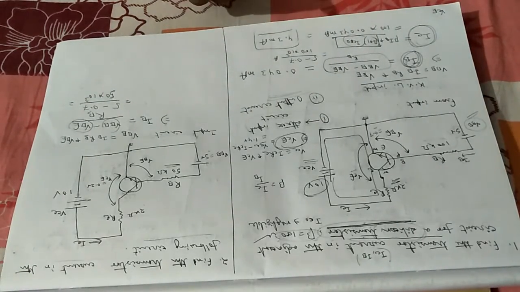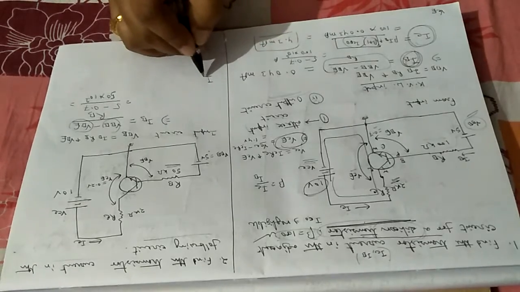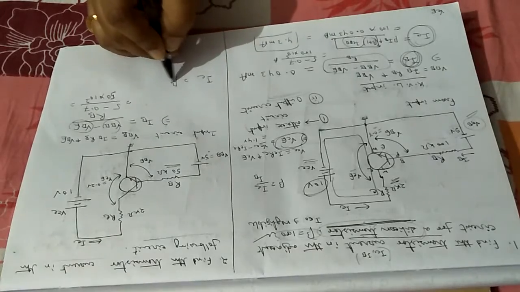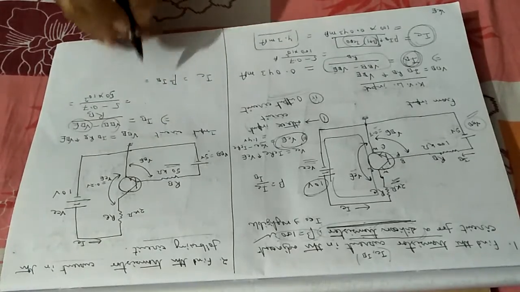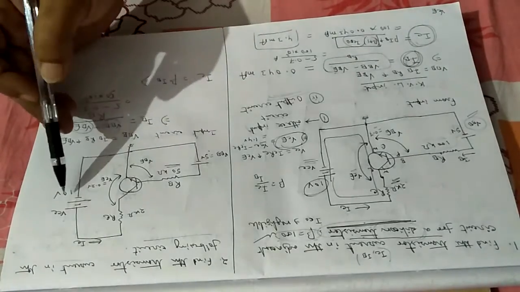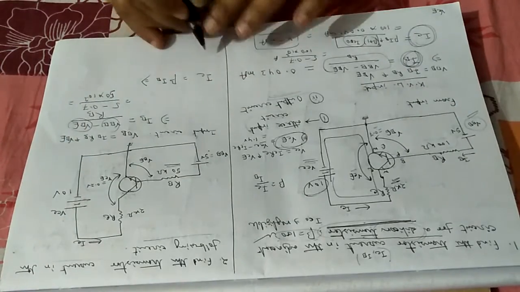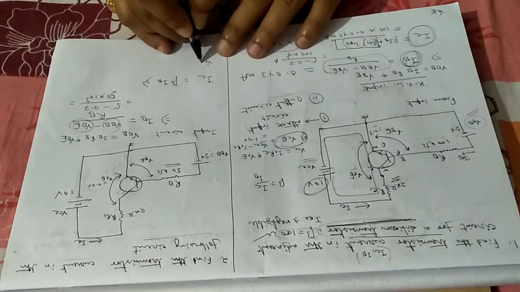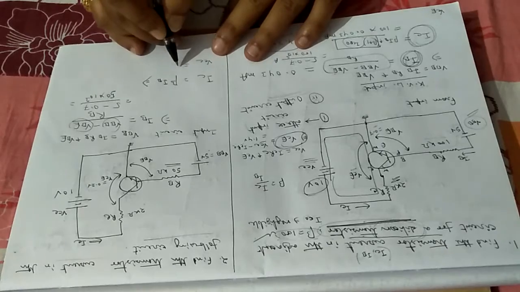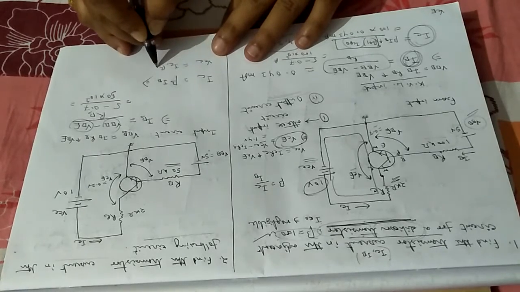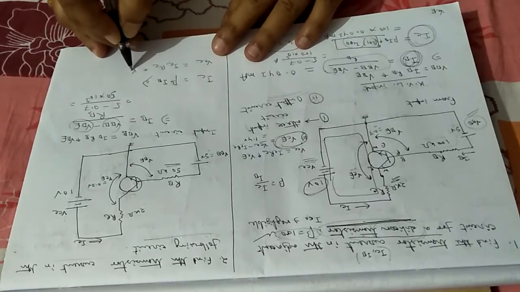Now we can easily calculate the value of IC. How can you calculate the value of IC? IC will be equal to beta IB. You can also calculate it from the output circuit. How? From the output circuit, you can write VCC equals IC into RC plus VCE.